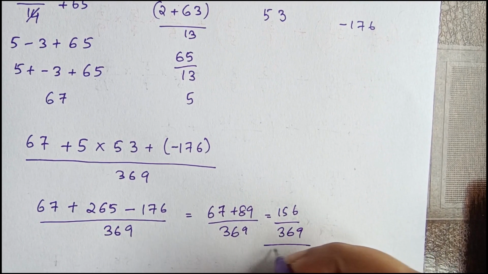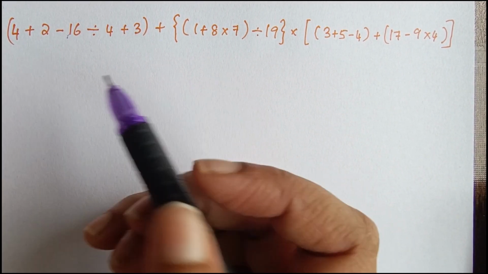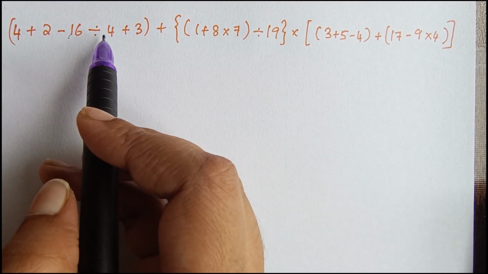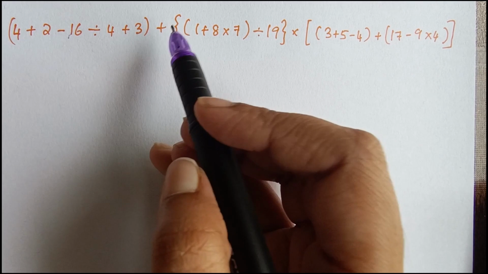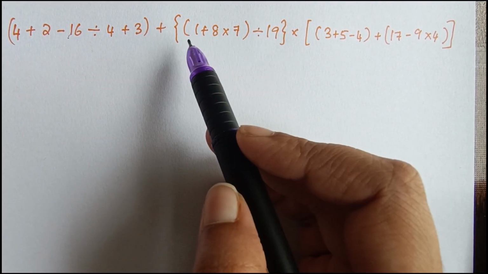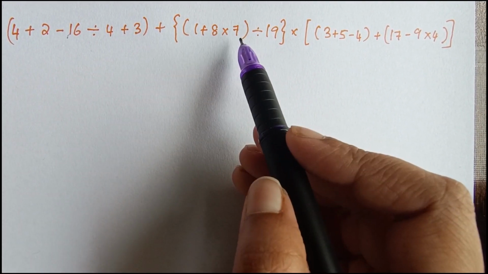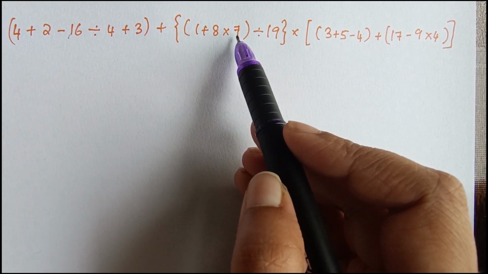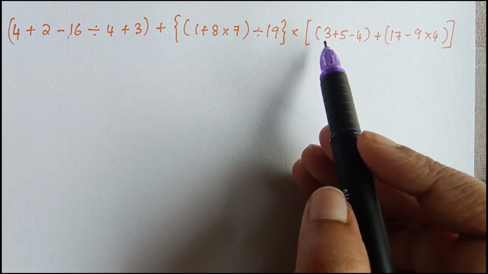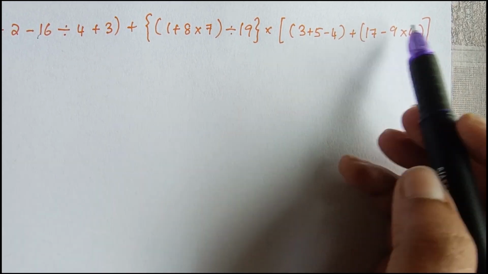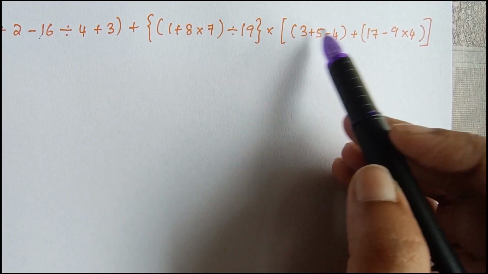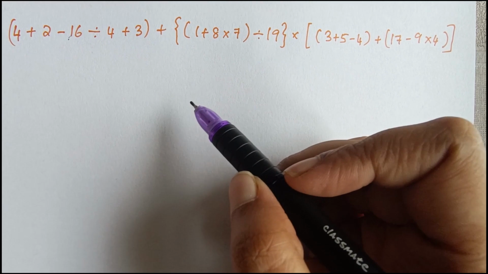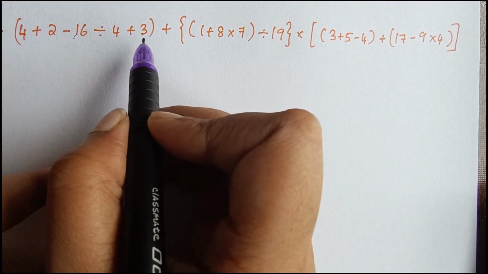Next question, this is also a previous question: 4 plus 2 minus 16 divided by 4 plus 3, plus, we have a curly bracket and a small bracket here. First you will solve the small bracket and then the one inside the curly bracket. 1 plus 18 into 7, then divide by 19. Here also you have two small brackets inside a square bracket, so first we will solve all the small brackets.